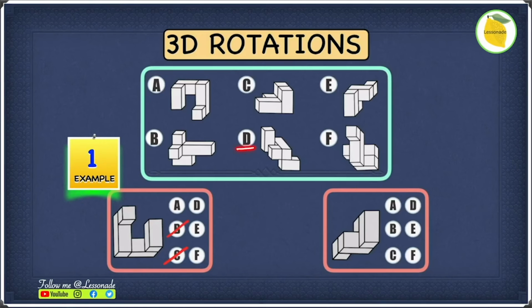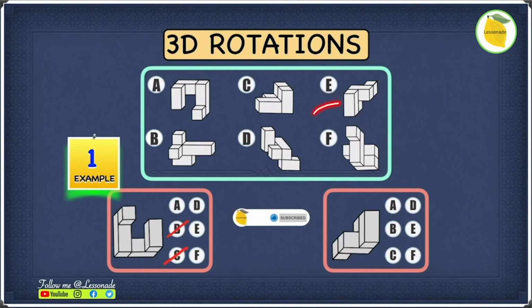What about D? Does D have three cuboids? In D, we have a cuboid here, a second cuboid, and the third cuboid. Because we have three cuboids in D, D is fine, and we can now move into E.